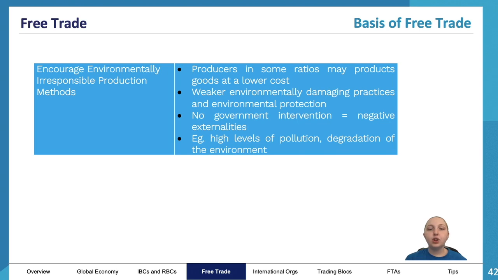And then you've also got that free trade can encourage environmentally irresponsible production methods, because producers may participate in environmentally damaging practices if it means that they can produce their products at a lower cost, because lower cost means higher profit. And without protection or government intervention, this leads to negative externalities such as high pollution, degradation of the environment, decreased water quality, decreased air quality, things like that.